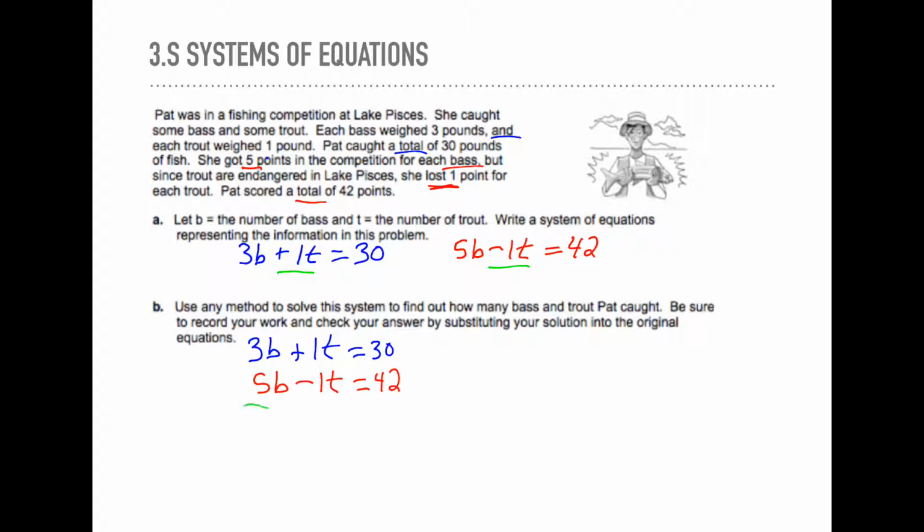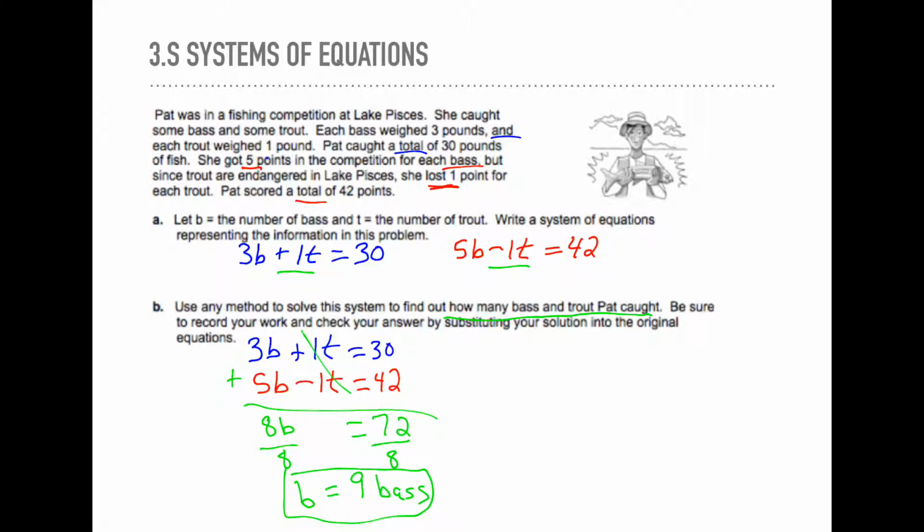And now I know I can use elimination, and that 3b plus 5b is going to be 8b. The 1t minus 1t is going to cancel. And 30 plus 42 is going to give me 72. Last step, divide by 8 to get what b equals. And I see here that b is equal to 9. So my question here is asking me how many bass and trout Pat caught. So I know she caught 9 bass. There's my first answer. And then I need to find out how many trout she caught.